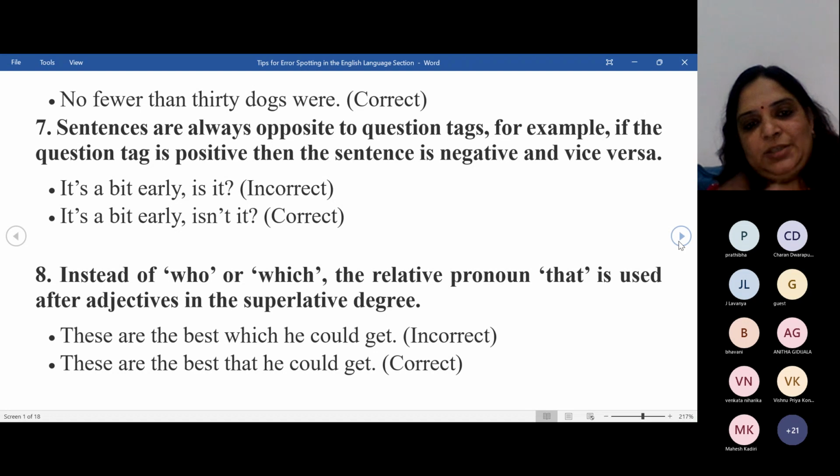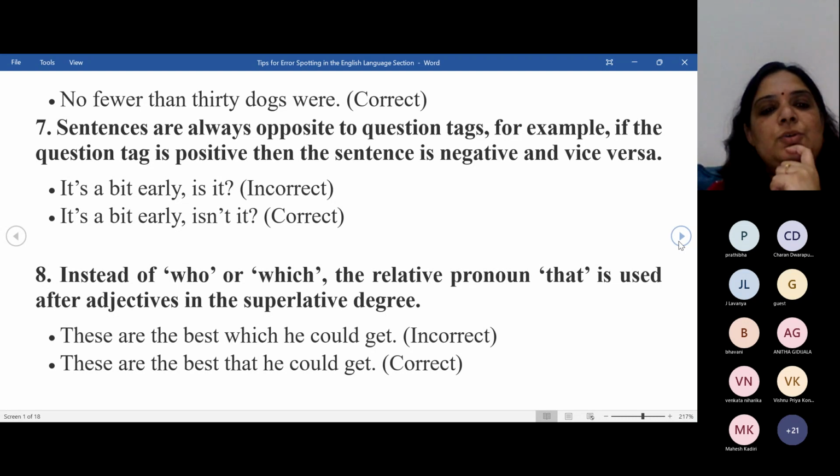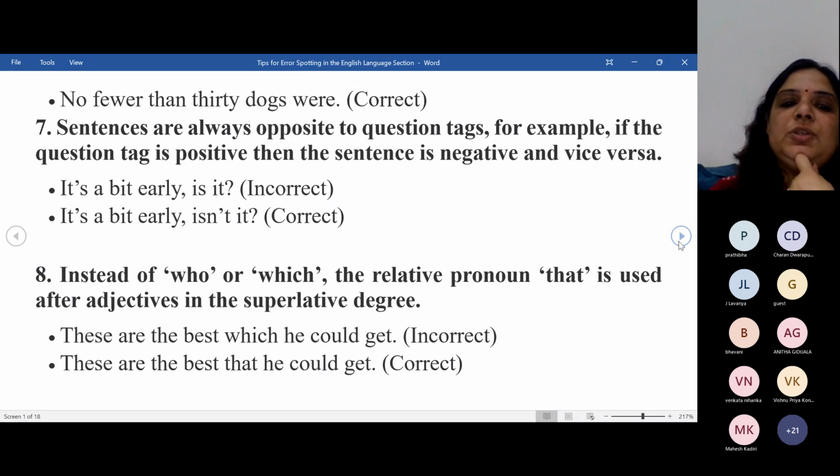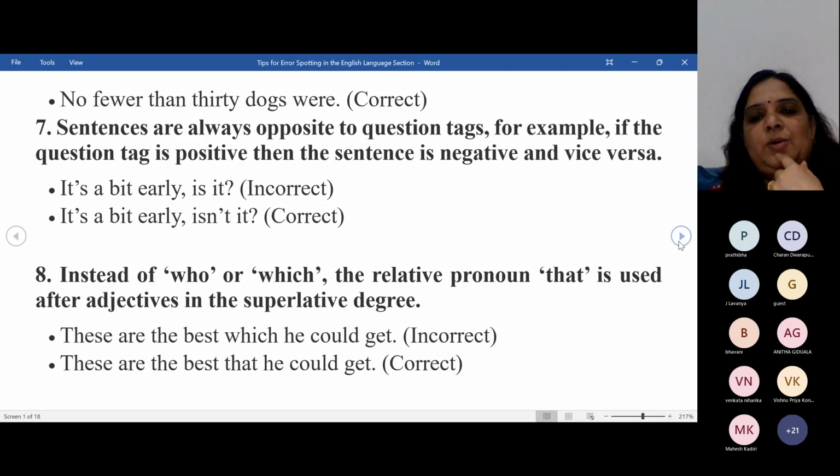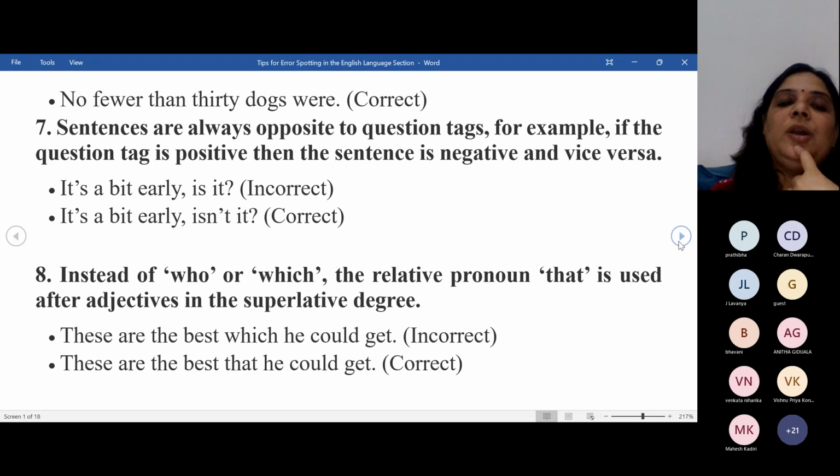So we have three forms of adjectives: the positive, the comparative, and the superlative. For the superlative, we always use "that" and not "who" or "which." Who and which are normally relative pronouns. That, which, who are all relative pronouns. So here, "these are the best that he could do." It's not "which he could do" or "who he could do." That is the correct form.